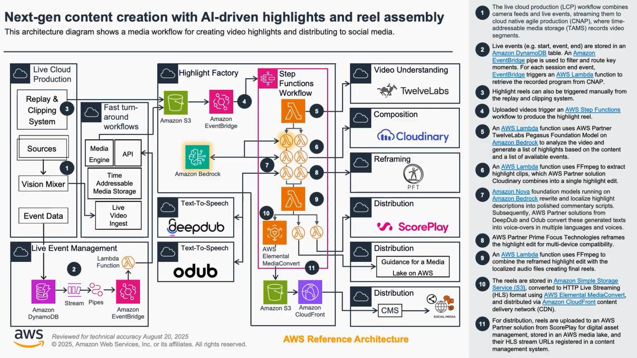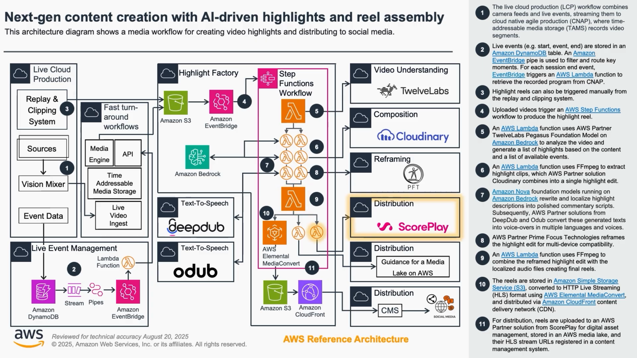On the audio side, we rephrase the Pegasus-provided summaries into commentary-style narration using the Amazon Nova Pro foundation model on Bedrock. Amazon Nova Micro handles optional translations, and text-to-speech is then performed by AWS partner solutions DeepDub and ElevenLabs. Once both branches finish, a Lambda function uses FFmpeg to merge the reframed video with the localized audio files, producing one highlight video per configured language.